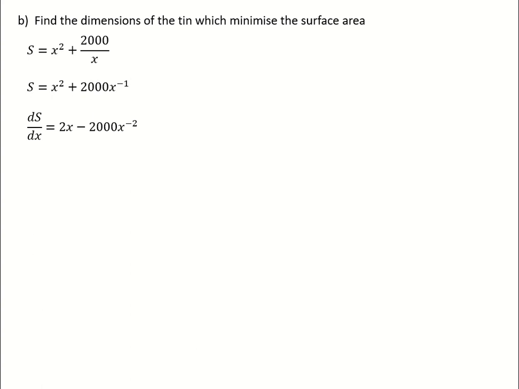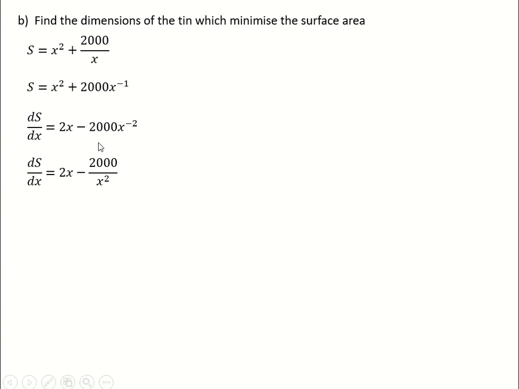x squared differentiated is 2x. Move the minus 1 to the front so it becomes minus 2000, drop the power by 1, x to the power of minus 2. So it's the same process as before. Don't be put off by the fact that this is ds by dx, which you haven't necessarily used before. I still want to find the minimum value within this function. Now I've differentiated, I basically want to find the stationary points, so I'm going to get it equal to 0.